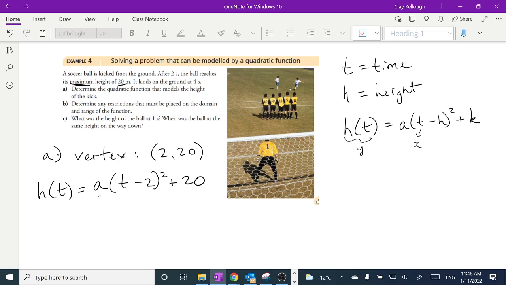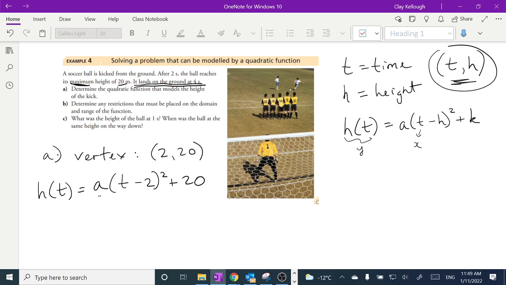How am I going to do it? Well, it tells me another point. It tells me it lands on the ground at 4 seconds. So if all of the points in this parabola are some time coordinate and some height coordinate, if it lands on the ground in 4 seconds, what point did it tell me? And I'll give you a second to think about that. It lands on the ground in 4 seconds. What point is that? Feel free to either turn on your mic and say what you think the answer is, or type it into the chat.